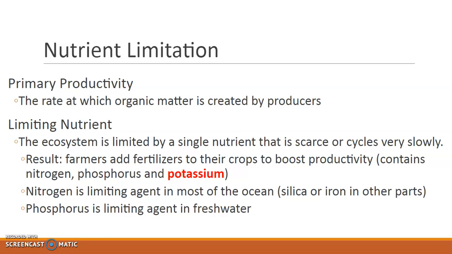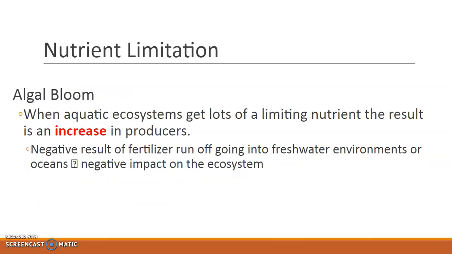Now, what we do as humans is that farmers add fertilizers to our crops, so we boost productivity. We add more nitrogen, phosphorus, and potassium artificially. The problem with that is that when we put a bunch of water on our farms, the fertilizers can run off into aquatic ecosystems. Then we're basically giving all of these aquatic ecosystems a ton of nitrogen, which, remember, is limited in water sources.